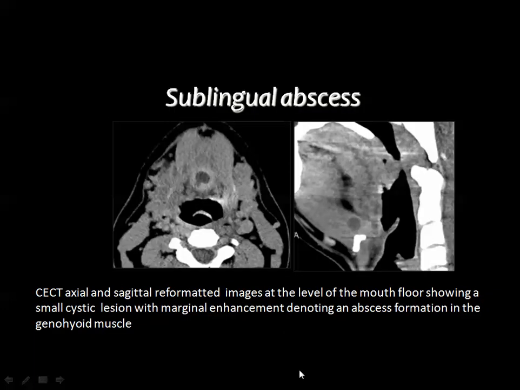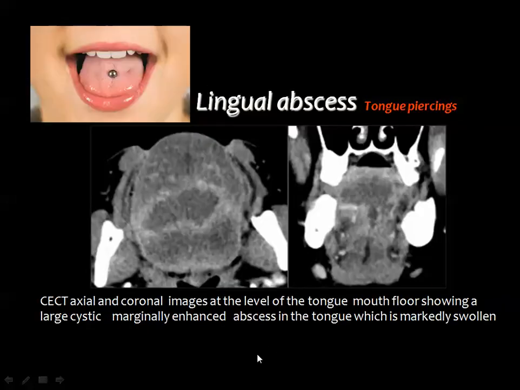This is also an example of an abscess in the sublingual area, where you can see this is the geniohyoid muscle, and the abscess is located here. It is small with a thick enhancing margin, as you can see in the sagittal reformatted image.